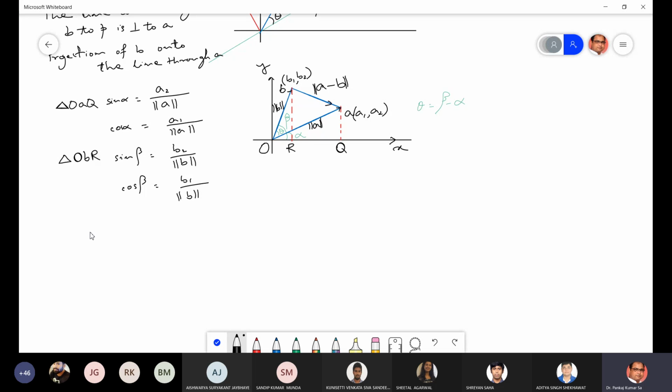And obviously, cos theta is equal to cos of beta minus alpha, which is nothing but, what is the formula, cos beta cos alpha plus sine beta sine alpha. That's how it becomes.